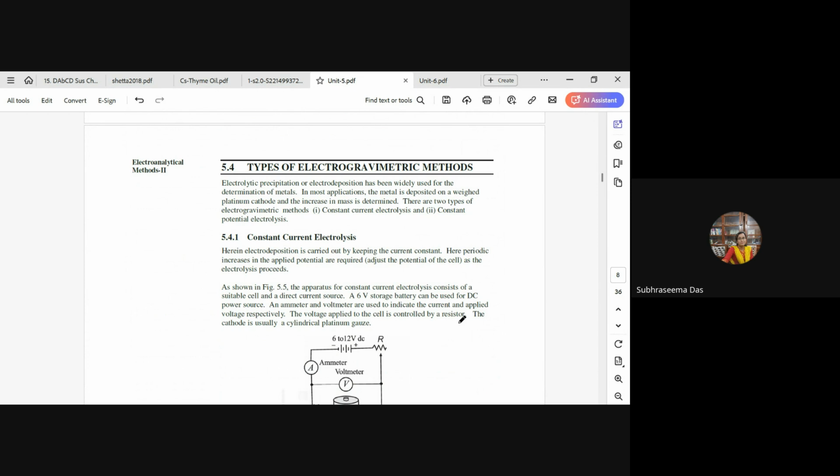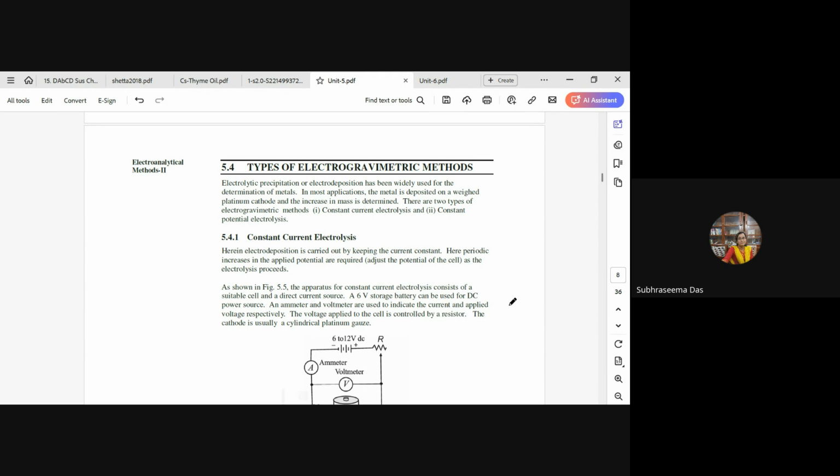Then coming to types of electrogravimetric methods. Electrolytic deposition or electrolytic precipitation has been widely used for the determination of metals. Here the metal is deposited mostly on a platinum cathode, and then the increase in mass is measured. There are two types of electrogravimetric methods. One is constant current electrolysis and the second is constant potential electrolysis. First we will talk about constant current electrolysis.